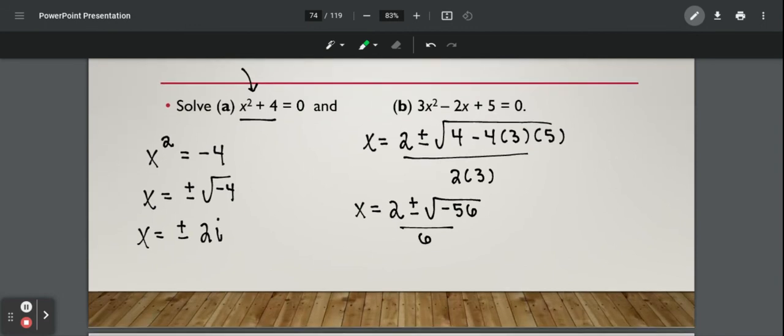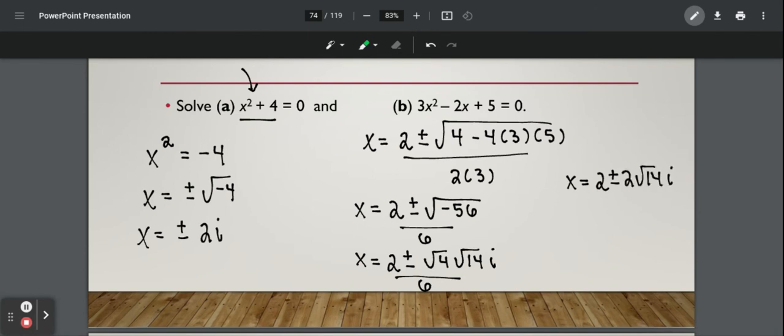So if we think about some perfect squares, we could say 2 plus or minus, 4 and 14 is 56. So we could say the square root of 4 times the square root of 14 and then times i to get rid of that negative underneath, over 6. So we would get x equals 2 plus or minus the square root of 4, which is 2. So 2 root 14 i over 6.